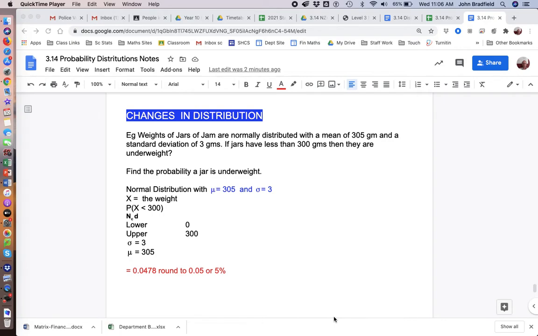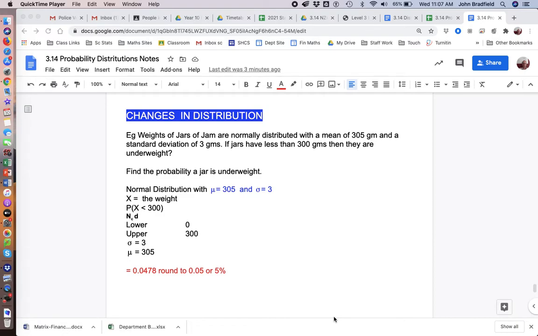Combinations and bits and pieces type questions now at the end of the topic. This is an excellent thing. It's a question of spotting it rather than it being difficult, to be honest. So I've called it changes in distribution. So the question would start out in one distribution, and this one starts out with a straightforward normal distribution question.